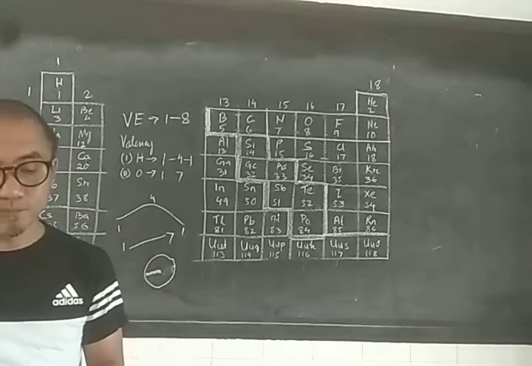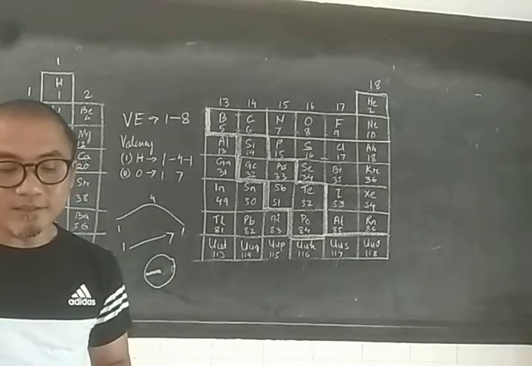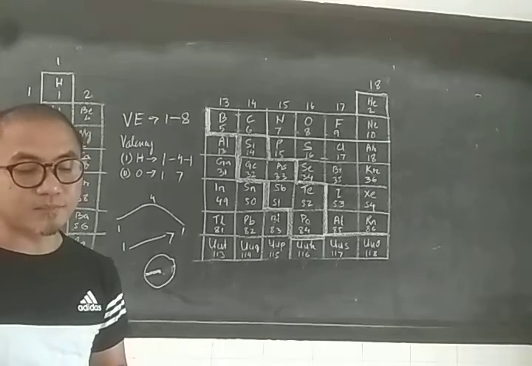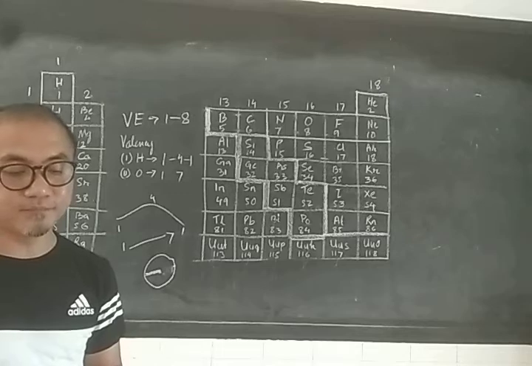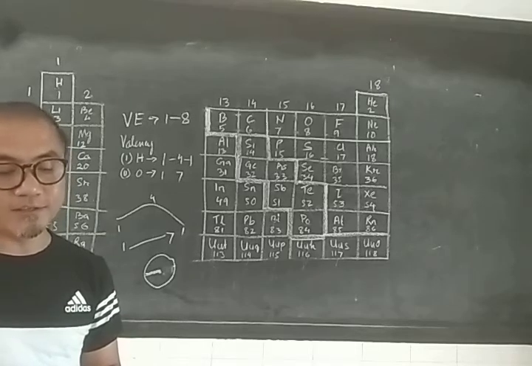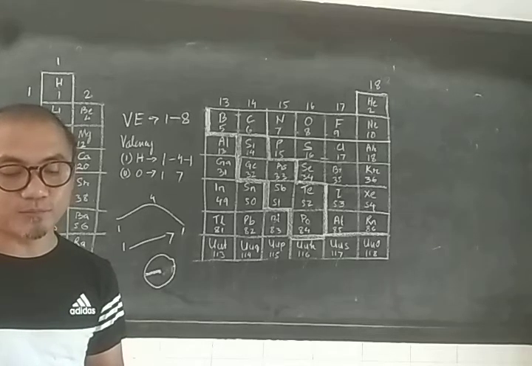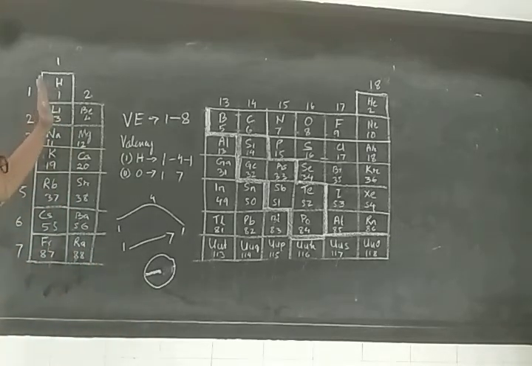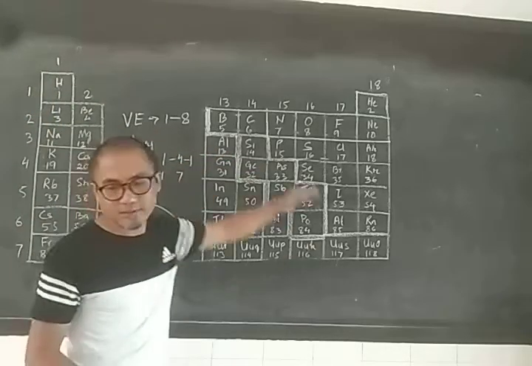The size of an atom is indicated by the radius of an atom. It is measured in picometers. The atomic radius decreases as one moves from left to right in a period. That means the size of the radius will decrease here. It will become smaller and smaller.